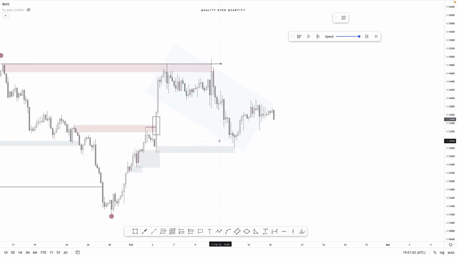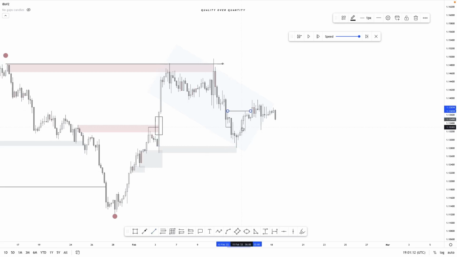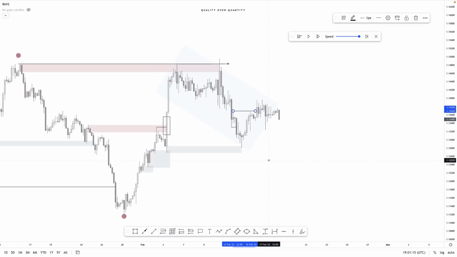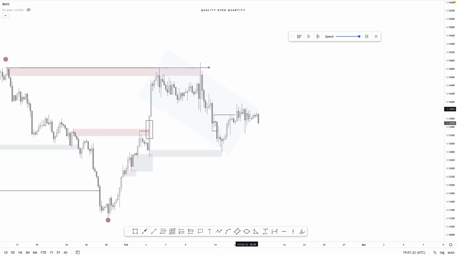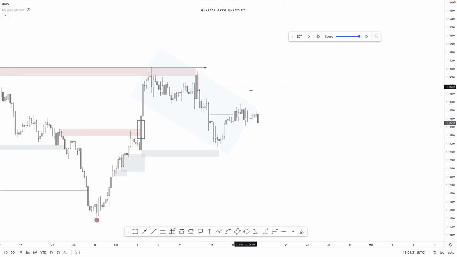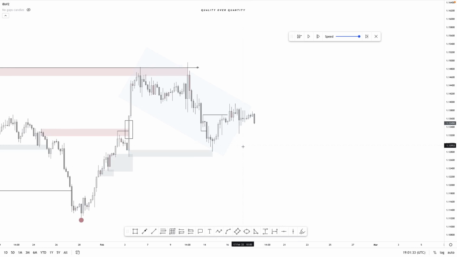And so even though we had a 4-hour change of character right here, we could argue that this low was poorly formed, and that if price wants to go bullish, we should still see a sweep of liquidity. And so we can expect price to come a bit lower, maybe sweep the low and then continue higher, or sweep these lows and continue higher. We don't really know. What we know is that there was no sweep, and if we want another leg, we can expect a sweep to happen.